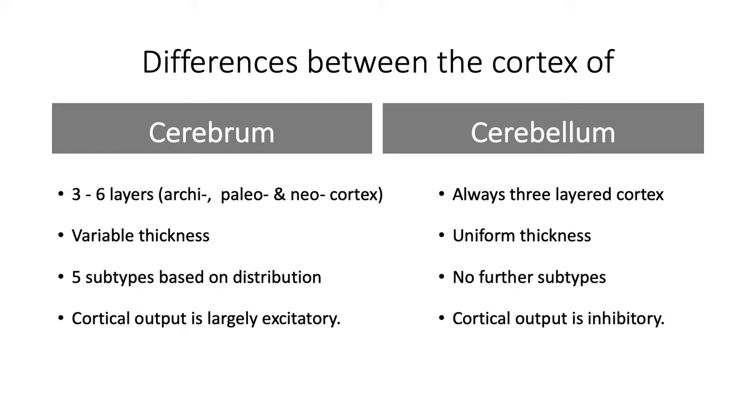Based on the distribution of the layers, we've classified the cerebral cortex into 5 subtypes, whereas in case of cerebellum, it shows the same stereotyped arrangement. Cerebral cortical output is largely excitatory, whereas the cortical output from the Purkinje cells of cerebellum is inhibitory.